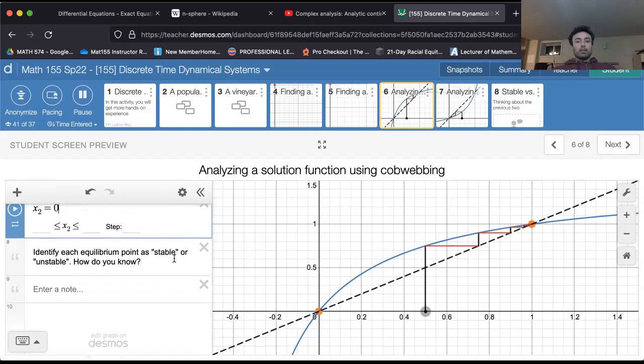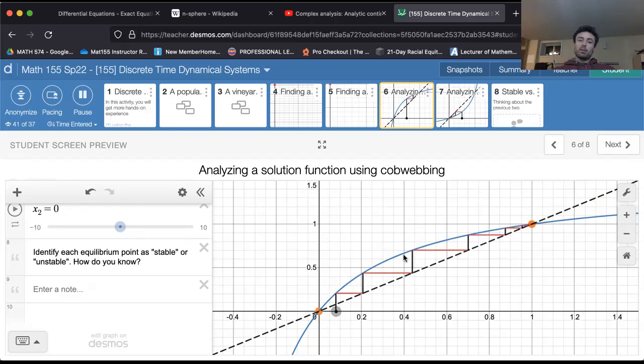Identify each equilibrium point as stable or unstable. So we need to move this slider all the way down here. And the fact that there's no cobweb approaching this point already tells me that I'm not going to approach it from the left. And we actually already knew we weren't going to approach it from the right because we began in this region over here, which was to the right of that equilibrium point. So 0 is unstable and 1 is stable.